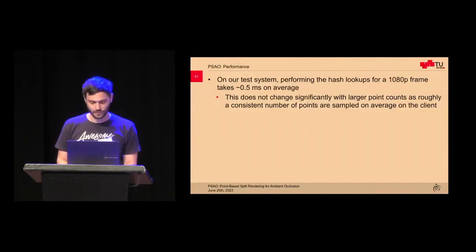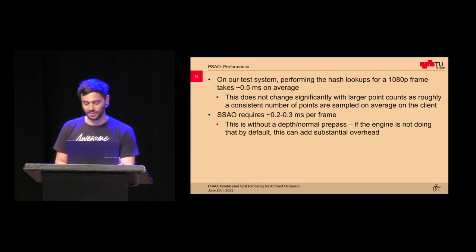In terms of performance, on our test system, performing the hash lookups for a single 1080p frame takes around 0.5 milliseconds on average. And this does not significantly change with larger point clouds, as roughly a consistent number of points are sampled on average on the client. In contrast to that, screen space ambient occlusion on the same system requires around 0.2 or 0.3 milliseconds per frame. This is without a depth or normal prepass, which can or cannot increase the overhead if you don't have that in your engine. But overall, the raw sampling of our method on the client is comparable to SSAO in terms of order of magnitude.